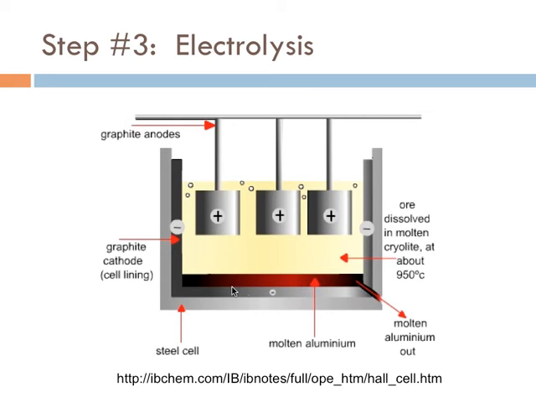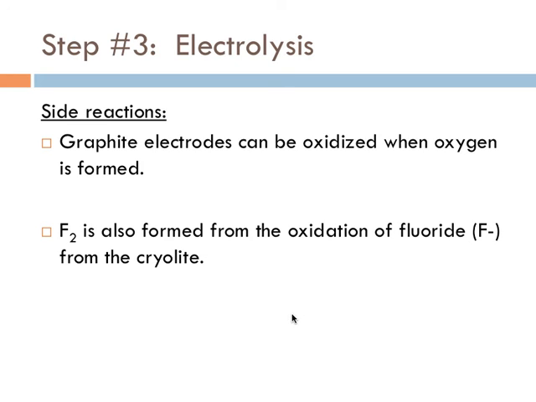And you have to have that graphite, that inert lining, because the metals in the steel would participate in the electrolysis. So your electrolysis happens and your molten aluminum comes out. Side reactions: the graphite sometimes becomes oxidized when oxygen is formed, and fluorine is also formed through the oxidation of the fluoride ion from the cryolite. Okay, so you have a couple side reactions going on as well.